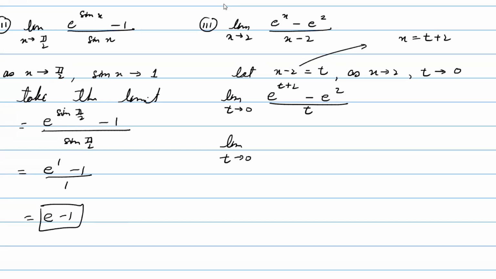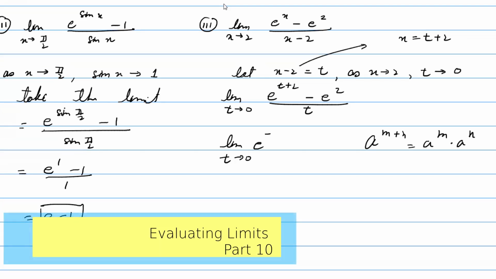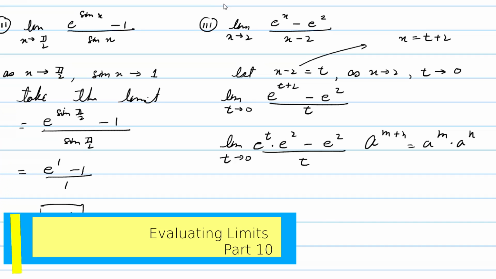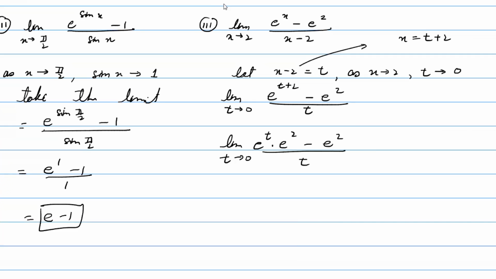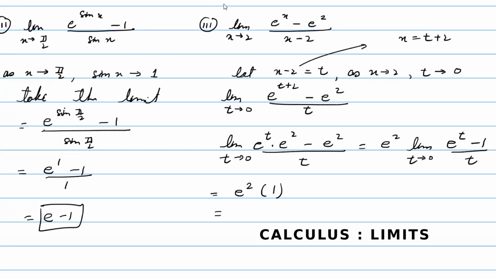Moving ahead, so you know the property a raised to m plus n is a raised to m into a raised to n. So this is e raised to t, e raised to 2, and this is t. What do we do after this? We can take e raised to 2 out, and you have e raised to t minus 1 upon t. So this is a direct formula. That's just 1. So the answer is e squared.